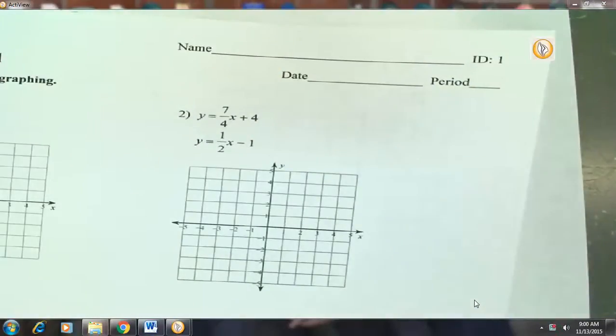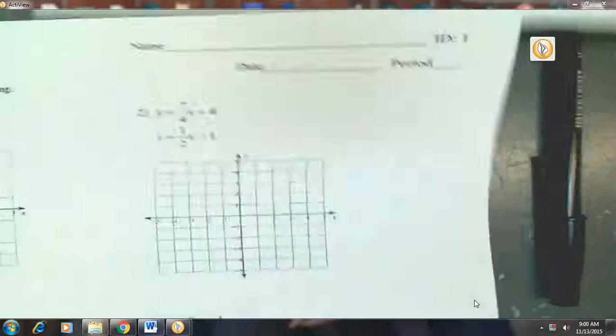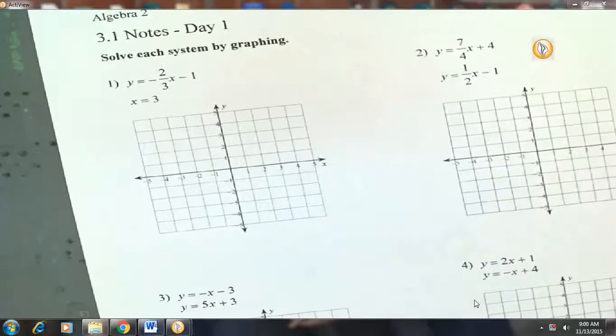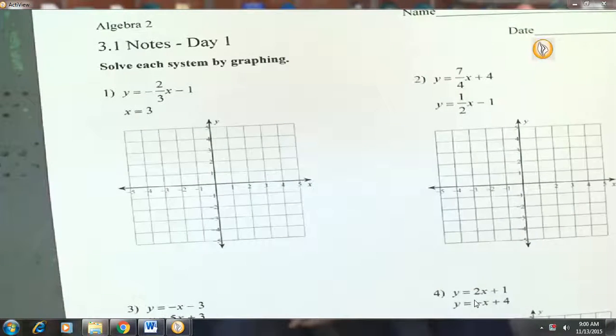Systems of equations. We're going to start chapter 3. Chapter 3 is all about systems. Today we're going to begin by solving systems of equations by graphing. There are other ways to solve. We looked in Algebra 1 and Algebra B at ways like substitution and elimination, and of course graphing. We're going to start today with graphing.